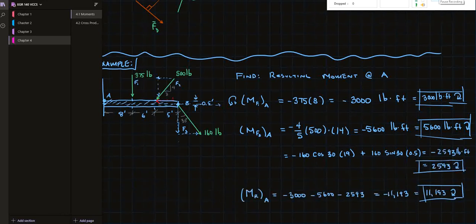And as our last step, let's just sum all those together to determine our resulting moment at A. So minus 3,000 minus 5,600 minus 2,593 equals minus 11,193, and I'll just represent it as 11,193. We need units on these, pound-foot and pound-foot here.